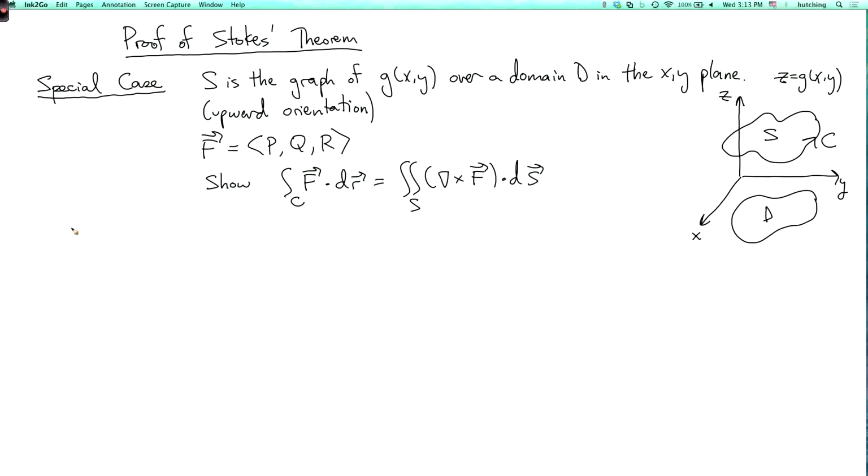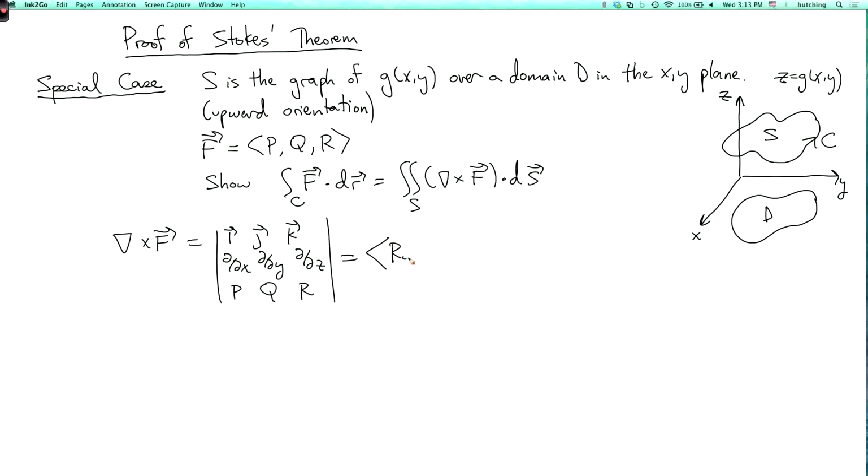So let's see how this works as a review of Green's theorem and the chain rule. So let's first evaluate the right-hand side. So let's first evaluate the curl. So the curl of f is formally the determinant i, j, k, d by dx, d by dy, d by dz, P, Q, R. So the first component is Ry minus Qz. The second component is Pz minus Rx. And the third component is Qx minus Py.